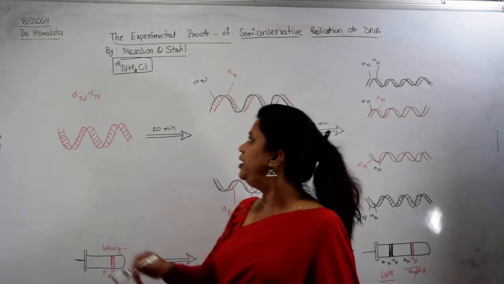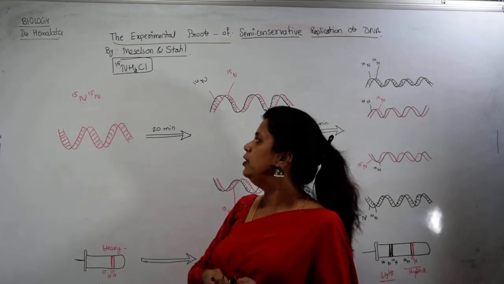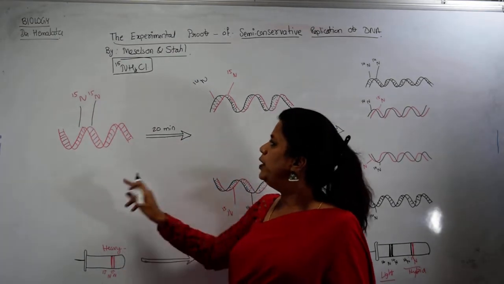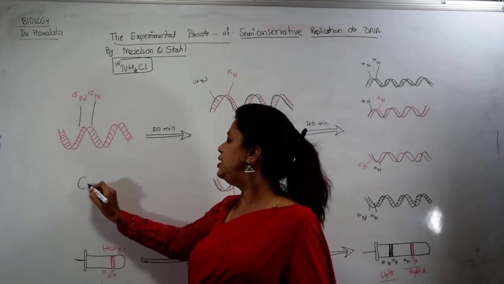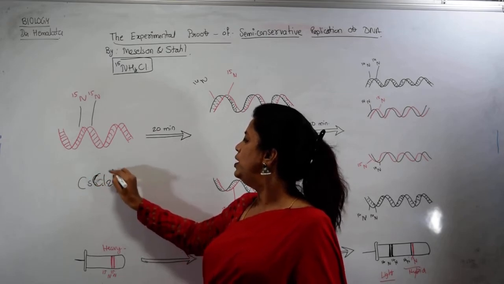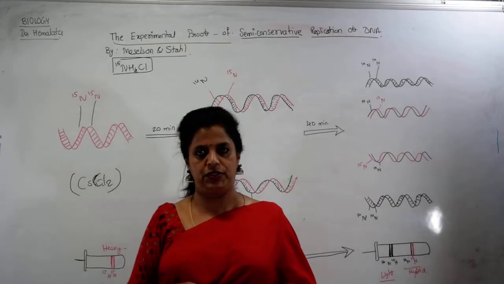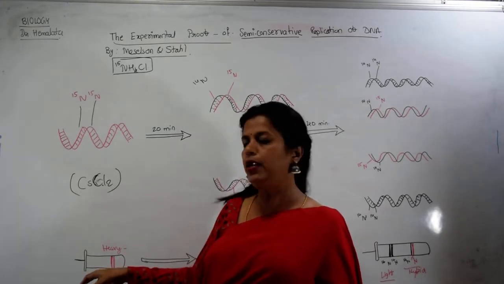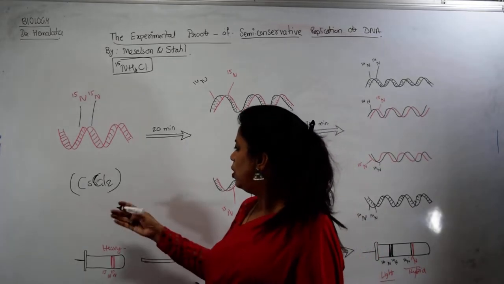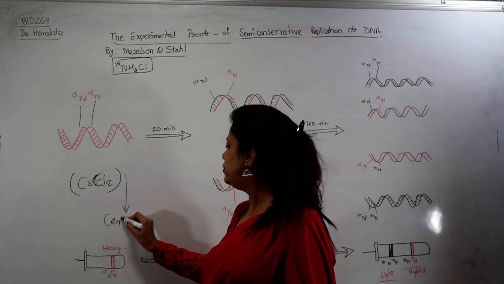Right? So, N15 is drawn here. See, both the strands are having N15 and N15. So, this is also N15, this is also N15. Therefore, now, in cesium chloride, CsCl2, in cesium chloride medium, if you centrifuge this, they will settle down. This is by centrifugation in cesium chloride.